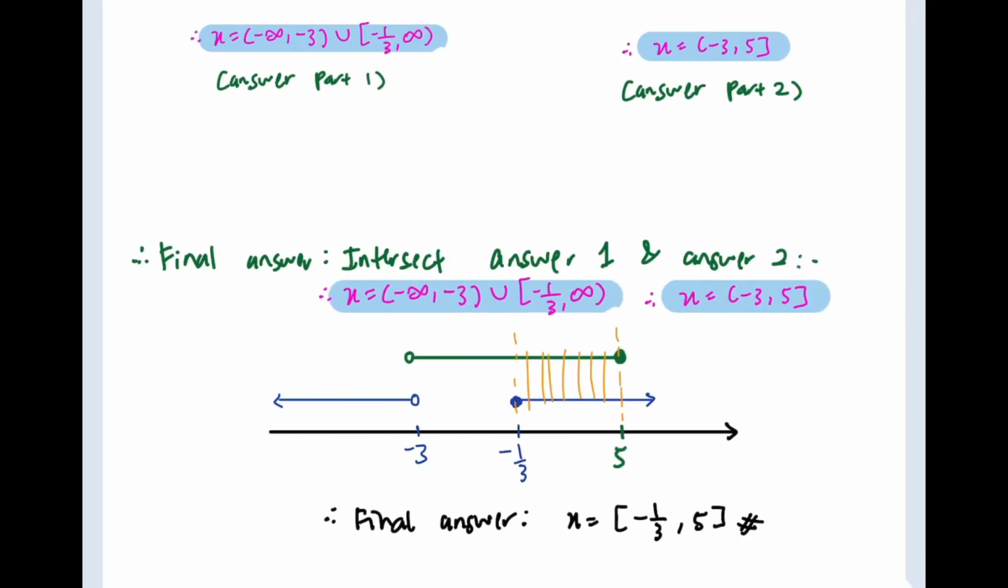Finally, since we have the answers for part 1 and part 2, what we should do now is intersect answer 1 and answer 2. So draw answer 1 on one line. I use the blue pen here. It's from negative infinity to negative 3, not included, and negative 1 over 3 included until infinity. And draw the second one on the second line. I put it in green color. It's from negative 3, not included, until 5. Now let's find the intersection. This is it. So your answer is from negative 1 over 3 included until 5 included. Therefore, this is your final answer.